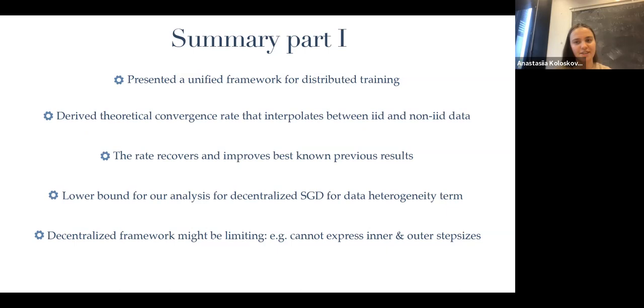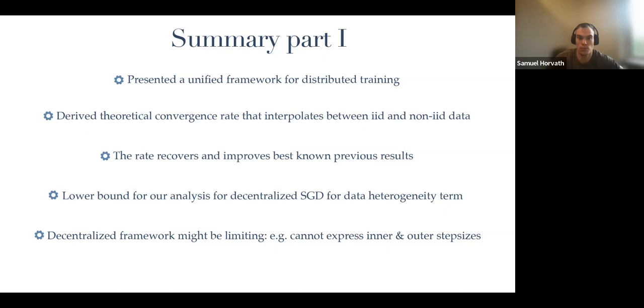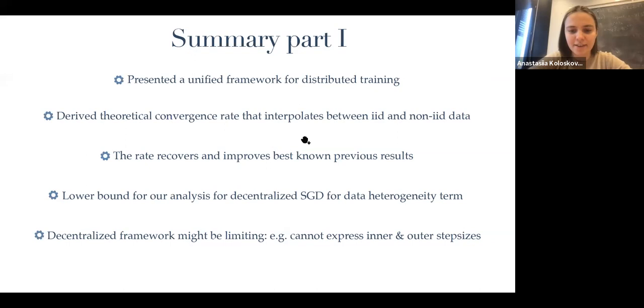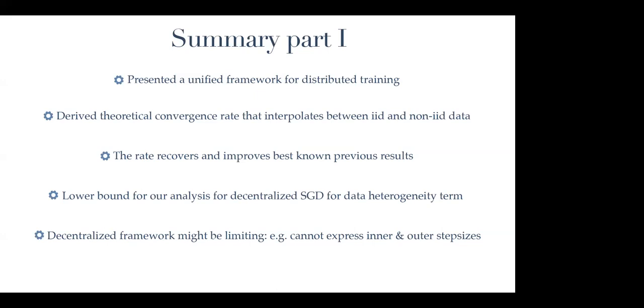There is already one question in the chat, so I'll try to unmute Mark. So Mark, please go ahead. Can you hear me? Yes. I have a question now: when you say the decentralized nodes communicate with others, do they send only their gradient or also send their data?